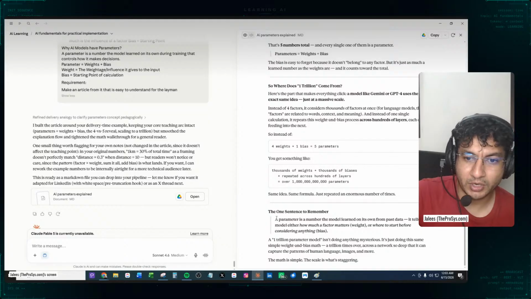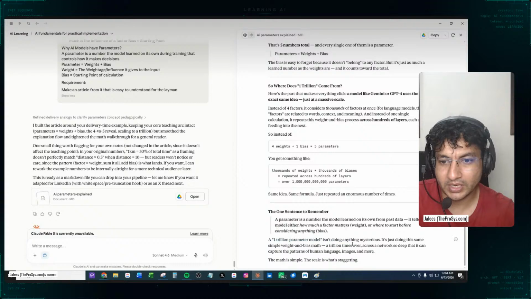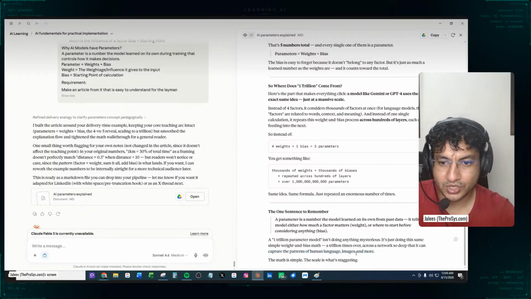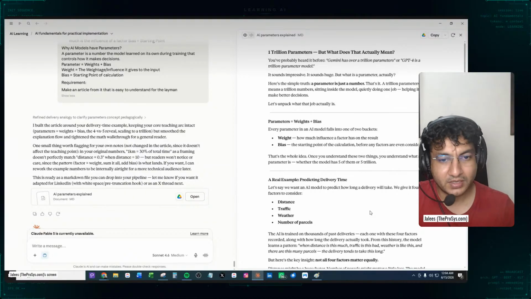The one-sentence definition: a parameter is a number the model learned from its own past data. It tells the model either how much a factor matters, or where to start before considering anything, the bias. A parameter isn't doing anything mysterious, it's just doing the same weight-plus-bias math a trillion times over, across a network so deep that it can capture the patterns of human language, images, and more. The math is simple, the scale is staggering. So that's it, that's all math in the end.